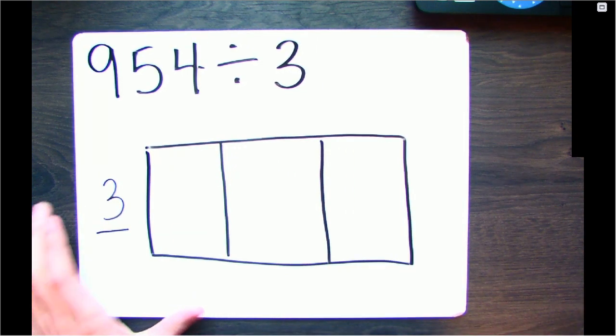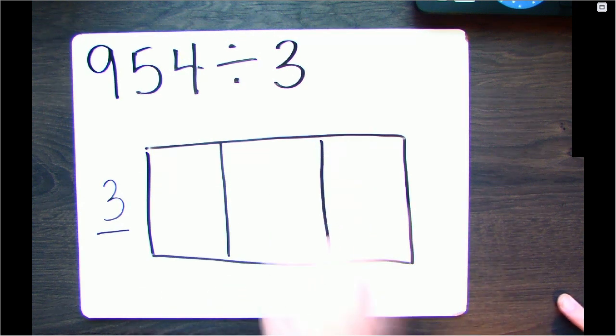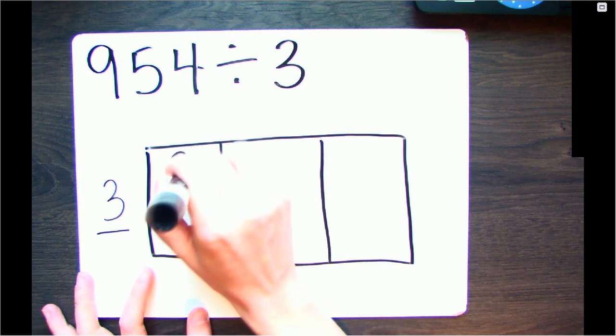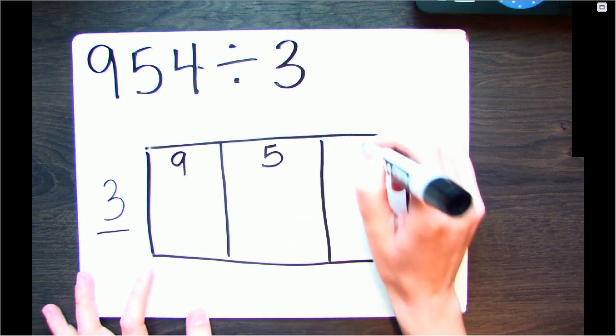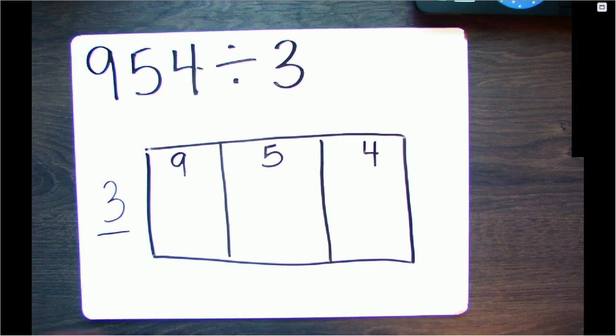and then the 954 is actually going to go inside the boxes, but it's not the same as in multiplication. We're not going to write the values. We're going to actually just write the digits. So we're going to write a 9, a 5, and a 4. Yes, these digits have different values, but in order to do this problem correctly, we don't really need to know the values yet.